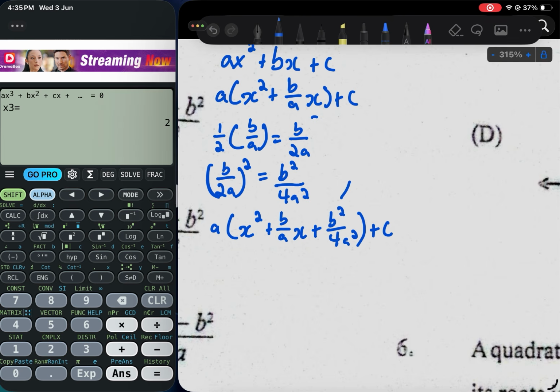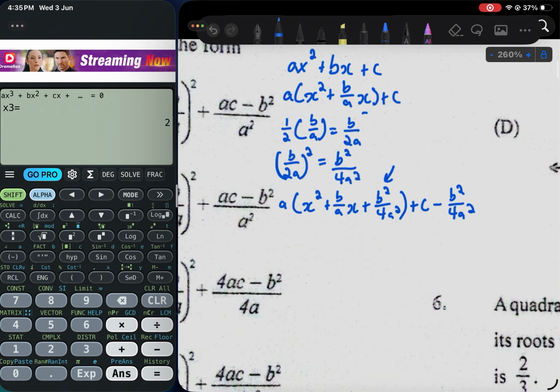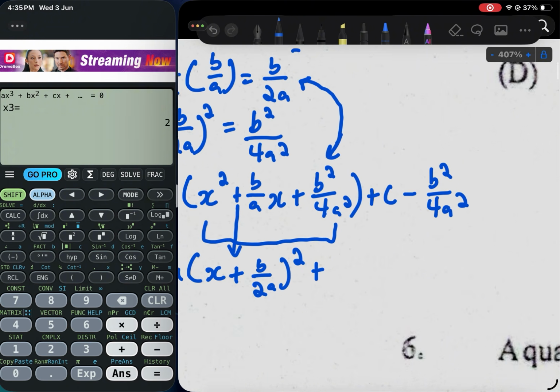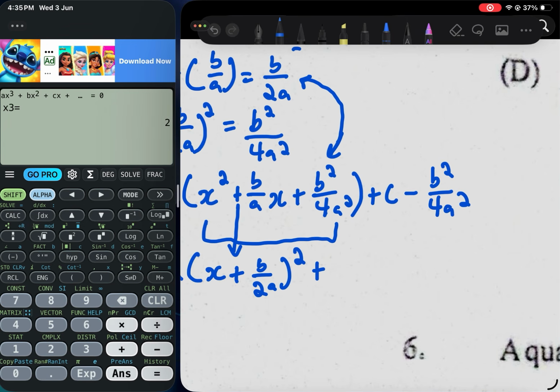Since we inserted it inside the bracket, we have to subtract outside the bracket. So we subtract b squared over 4a squared. And now we're going to simplify the bracket by finding the square root of those two terms. So a, the square root of x squared is x. We're going to use the sign that comes right after the x squared, so plus. And the square root of b squared over 4a squared just brings us straight back to b over 2a. So b over 2a all squared, plus. We need to give c the same denominator as b squared, so 4a squared c minus b squared over 4a squared.